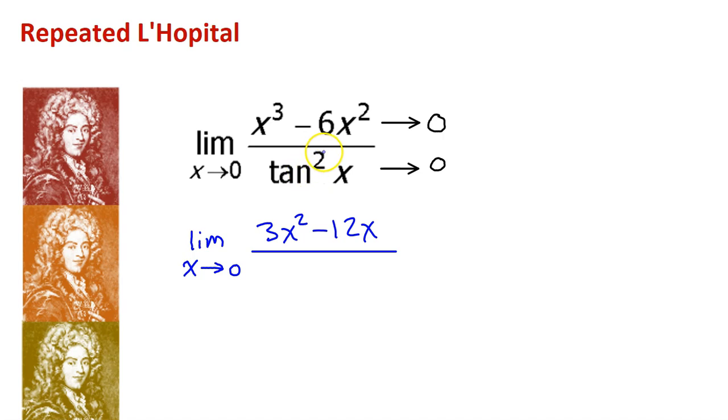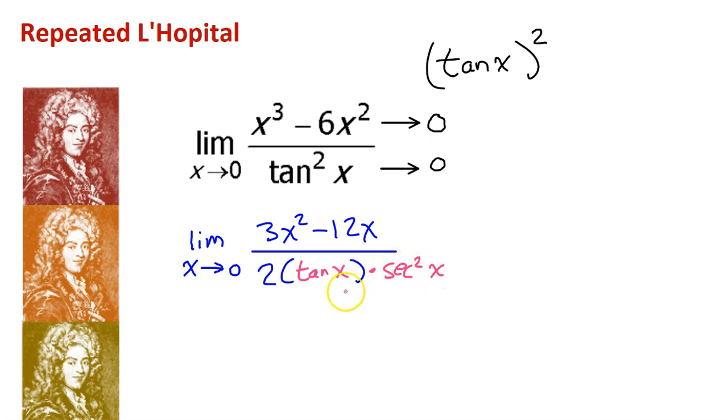Be careful, for some reason students have a really hard time taking the derivative of a trig function with an exponent. So to be clear, tangent squared x is tangent x, and then that whole thing is being squared. So we have to do the chain rule to take the derivative of tangent squared x. First, we take the derivative of the outer function by moving that 2 to the front. And then the inside function is tangent x. The derivative of tangent x is secant squared. So we have this.